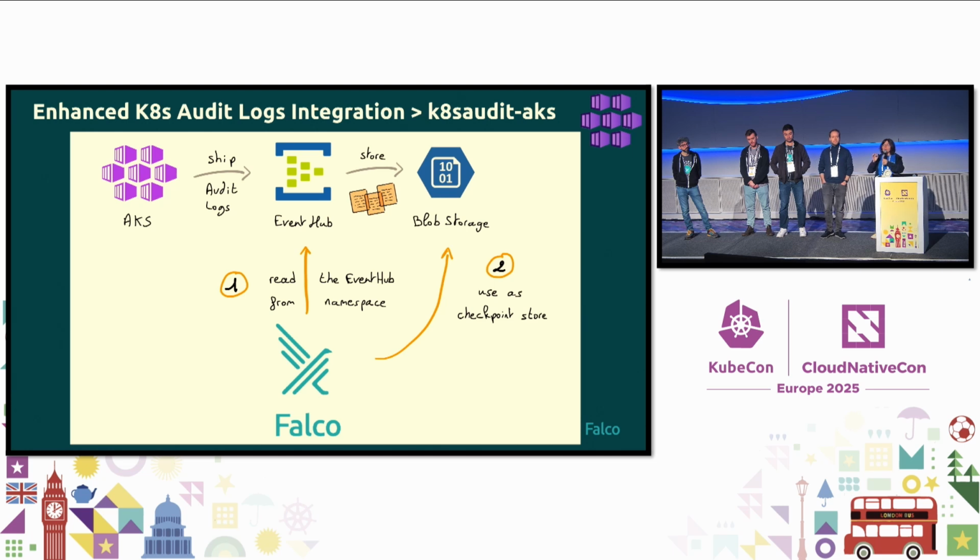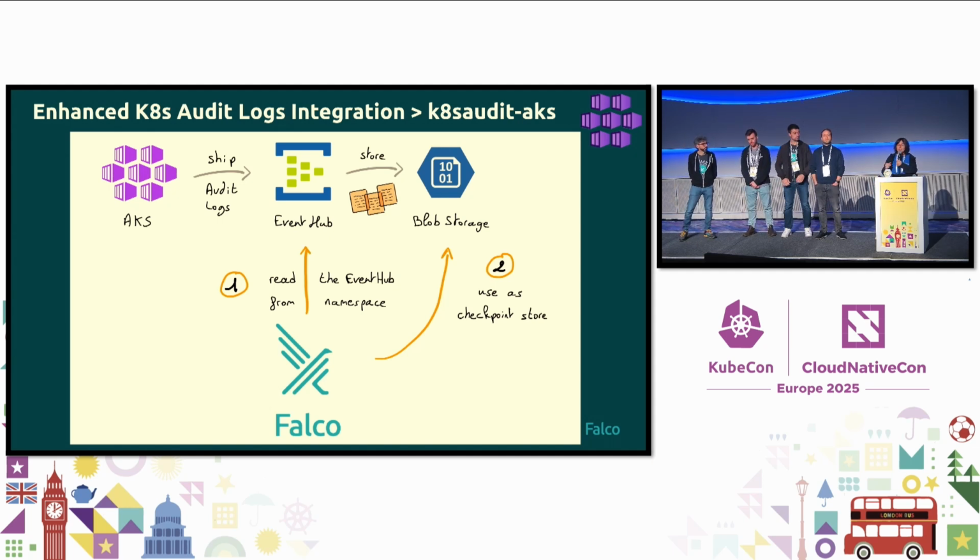So quickly, AKS clusters ship their audit log to an event hub, and it stores them to a blob storage. And then the Falco plugin just has to read from the event hub namespace and use the blob storage as a checkpoint store.